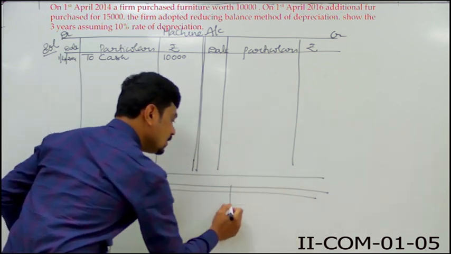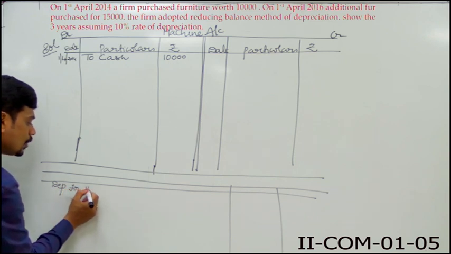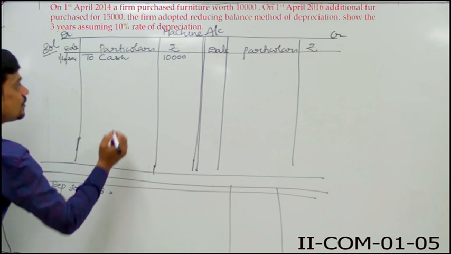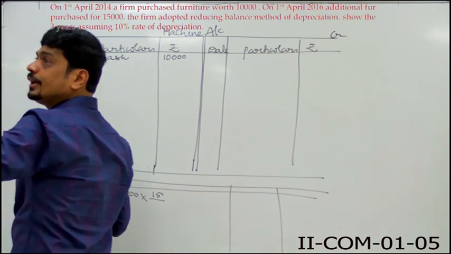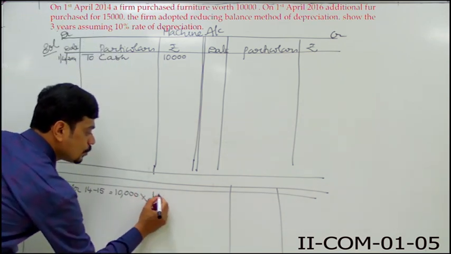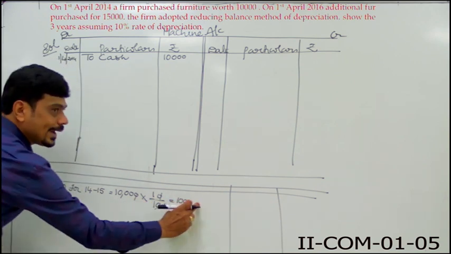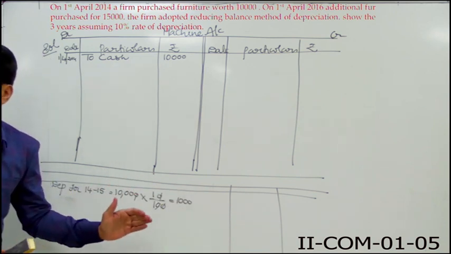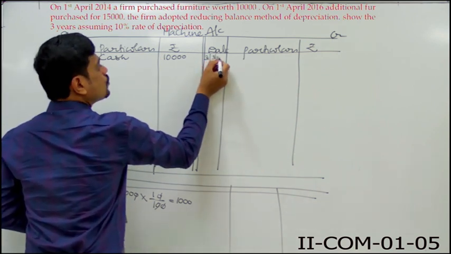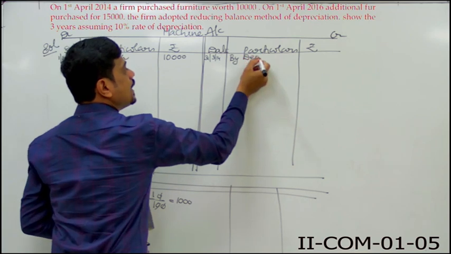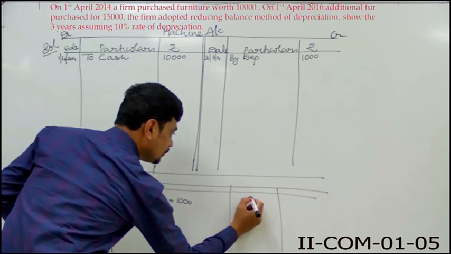So let us see the working. Here I am writing depreciation for year 14 to 15. How much is the amount? 10,000. Rate of depreciation is 10%. So 10 by 100. If I cancel, it comes to 1000 rupees. Don't write per annum because the amount of depreciation will change every year. So on 31st March 2015, as it is, we'll write by depreciation, 1000.